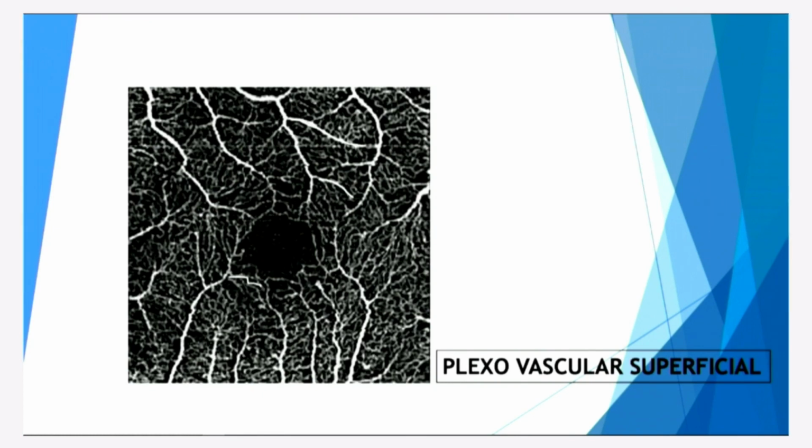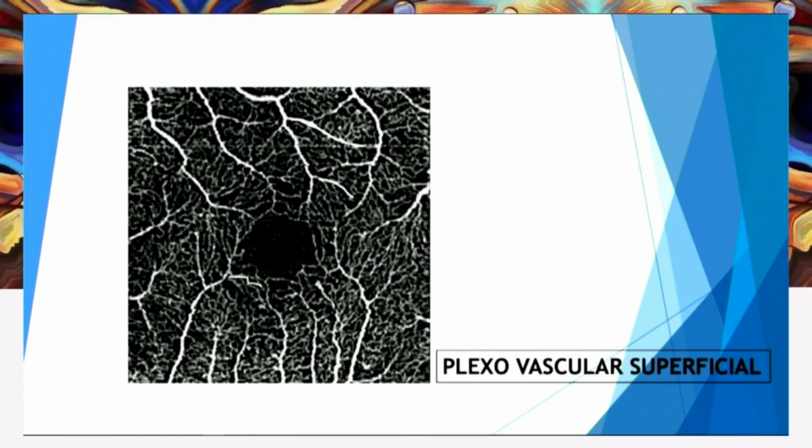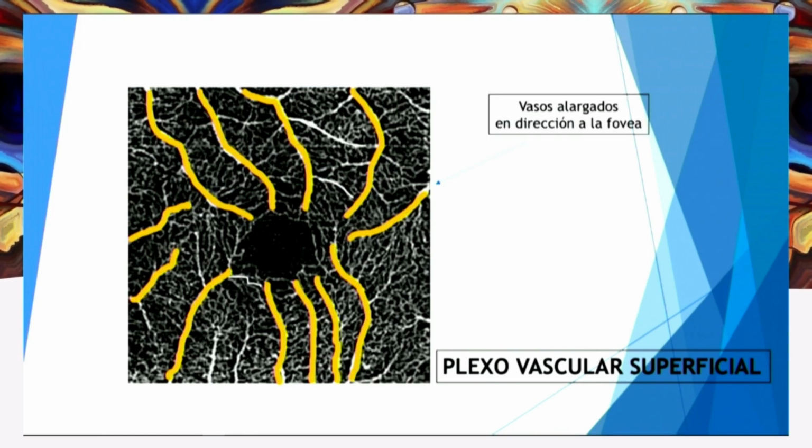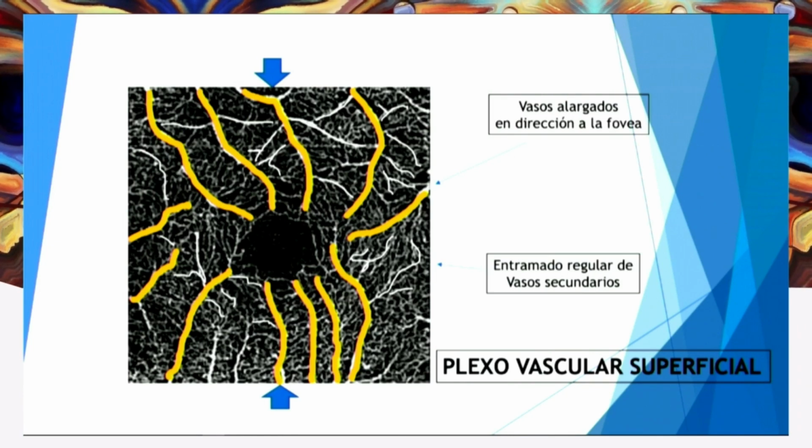What is it that we're going to see? We will first take a look at the superficial avascular plexus. What are the characteristics? They are not the same. These are lengthened vessels, primary vessels, that move on to temporal arcades to the center of the macula, and they surround the foveal avascular zone. There is a mesh of blood vessels that is smaller. They are in a regular mesh surrounding the foveal avascular zone. These are the small little vessels. You know, this is the foveal avascular zone.